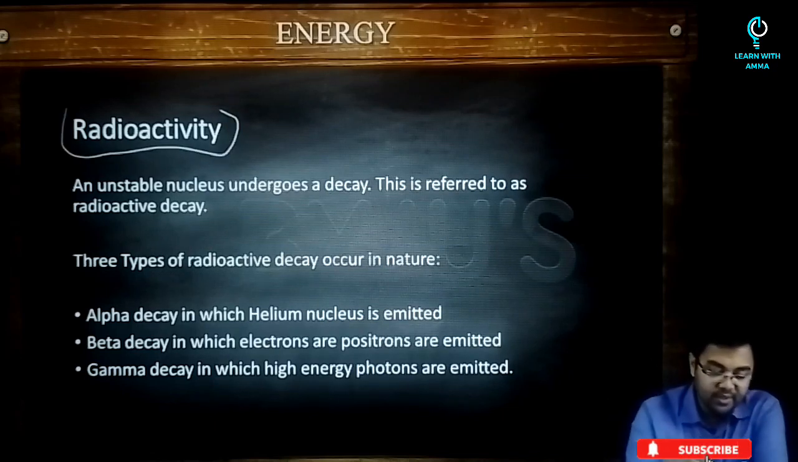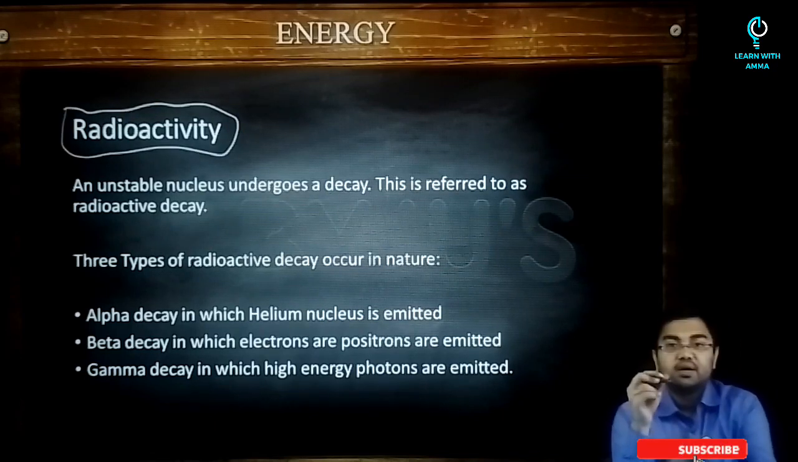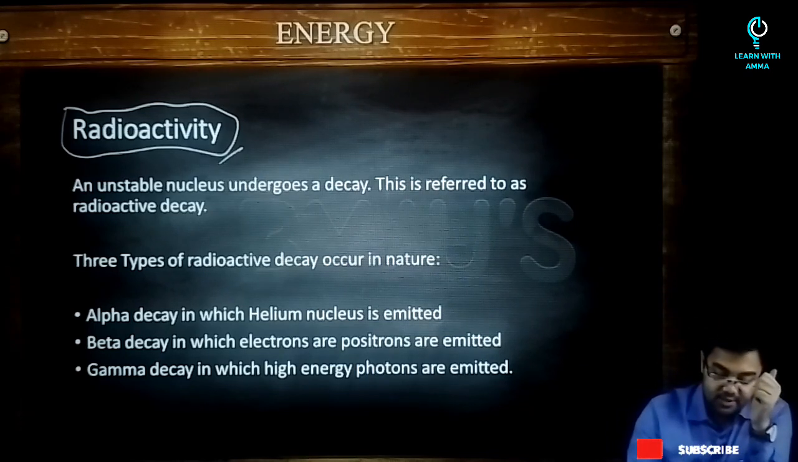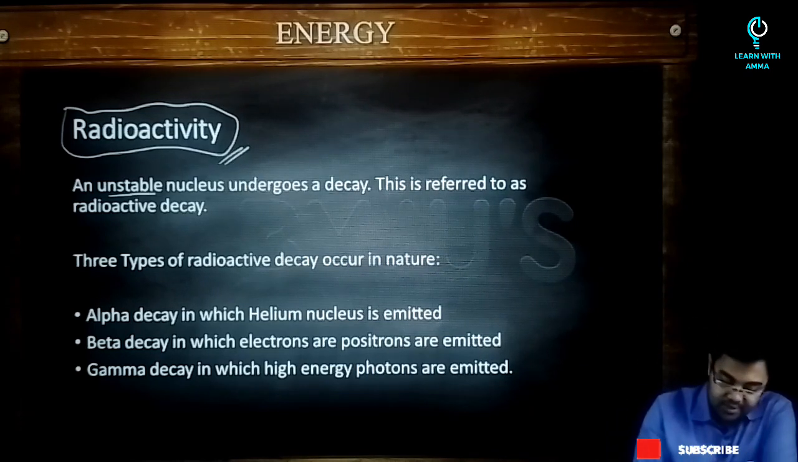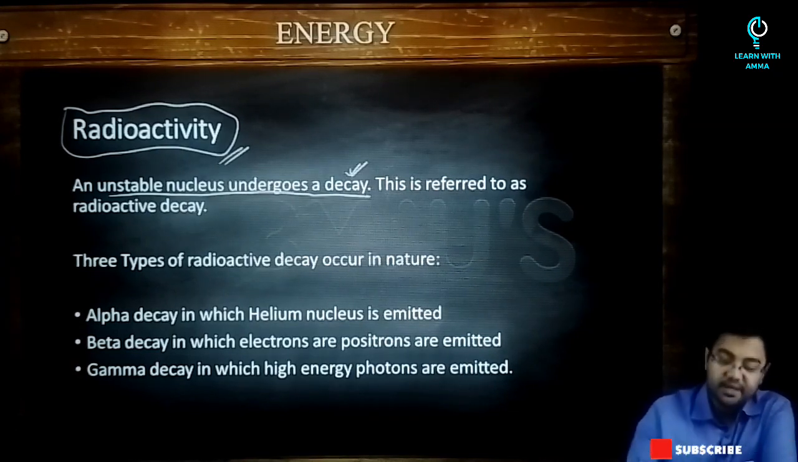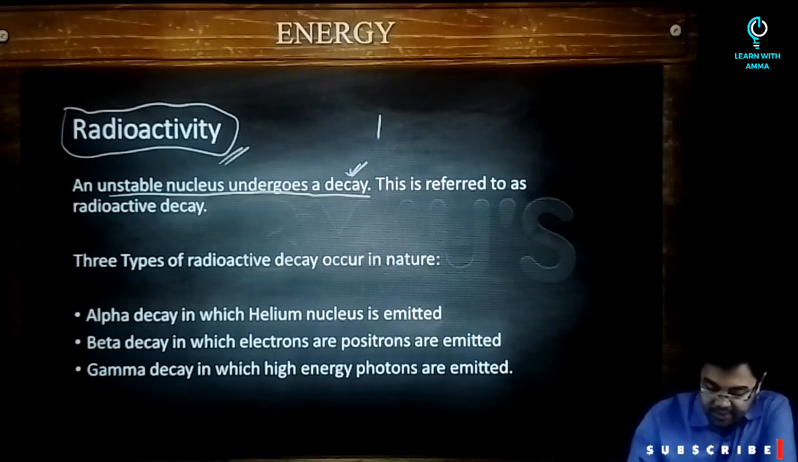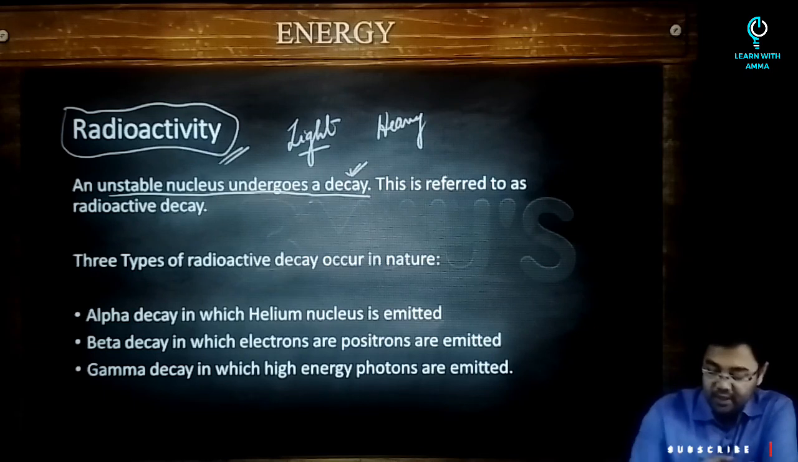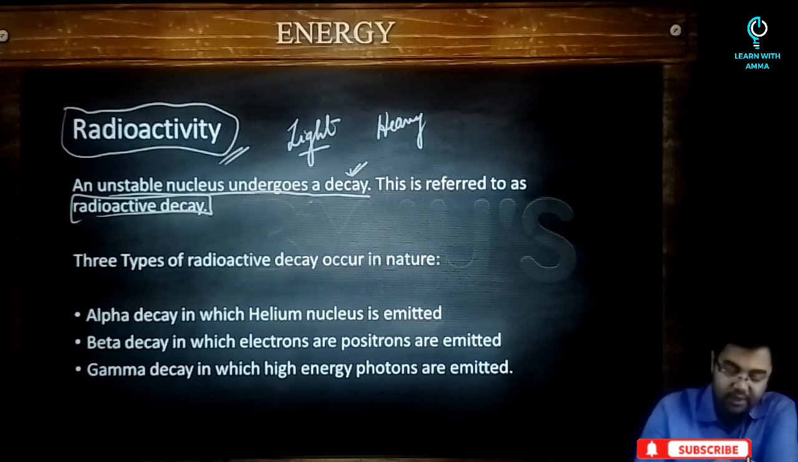For the heavier elements and for the lighter elements, we see a different kind of activity that happens, which is called radioactivity. So what happens is that an unstable nucleus undergoes a decay. Unstable nuclei are the ones which are very heavy or very light. So they undergo a decay to become more stable in a way, and this is referred to as radioactivity.